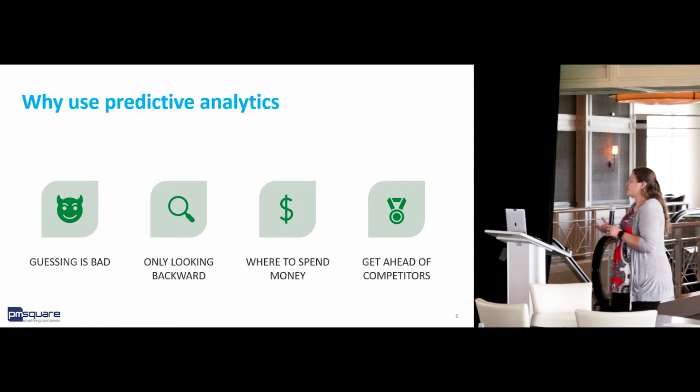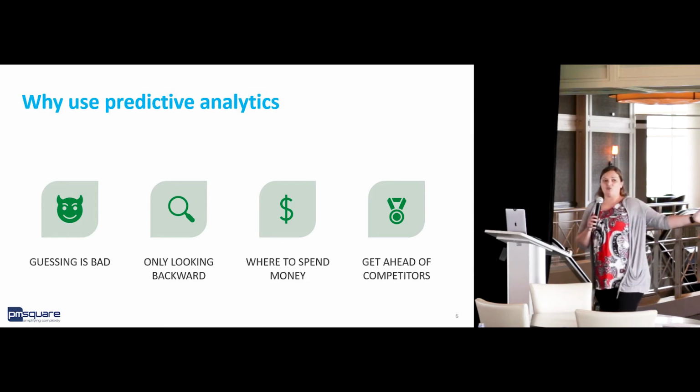The next reason is, again, you're only looking backwards if you're using your descriptive data of what happened. So you can't change what happened in the past.